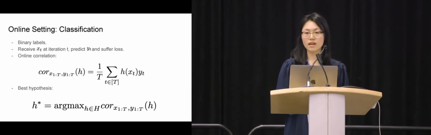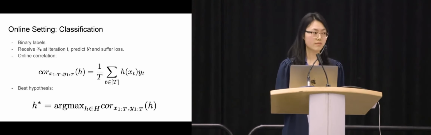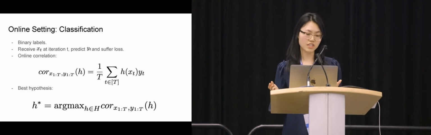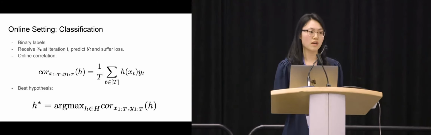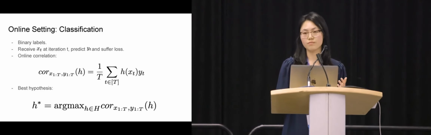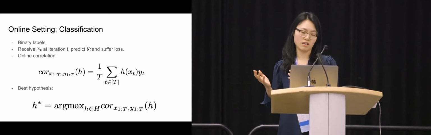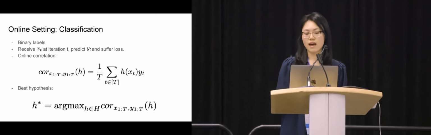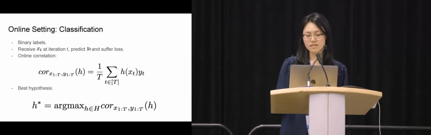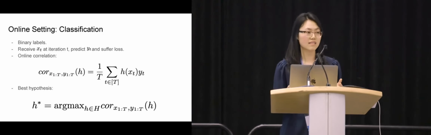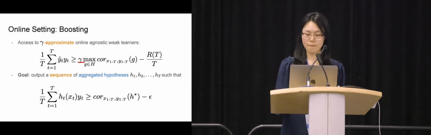I will first introduce the online classification setting. Suppose we have binary labels plus minus 1, and we receive x_t at each iteration, and we try to predict the label, and we suffer a loss. We use the online correlation as the metric to benchmark the performance of a hypothesis. It's defined as the correlation over time with the data that we receive over T iterations. And we define the best hypothesis H star as the hypothesis in the class that has the maximum online correlation.